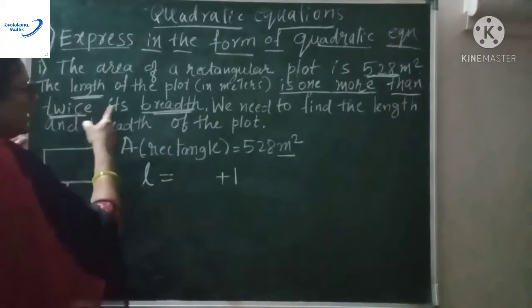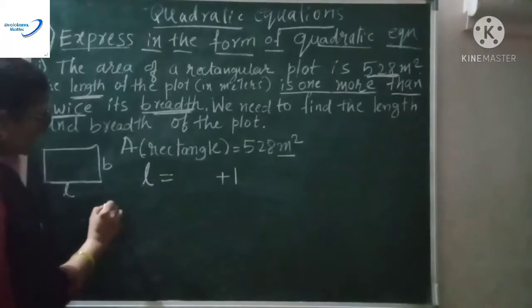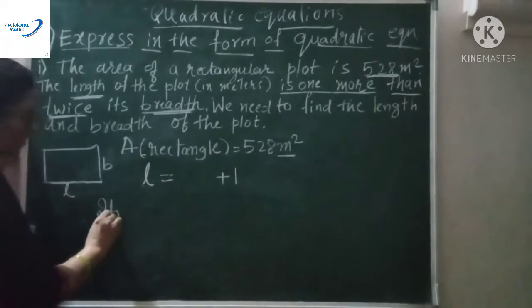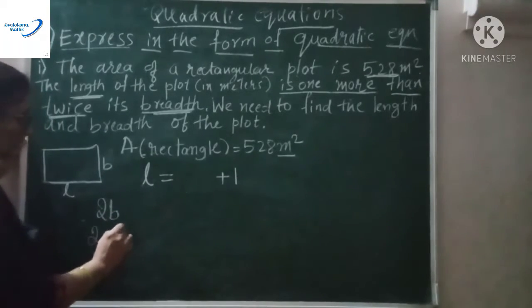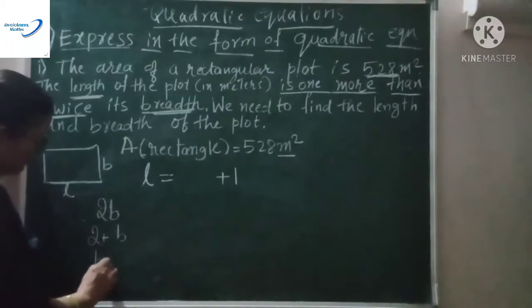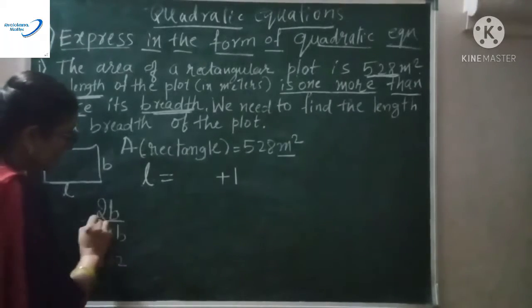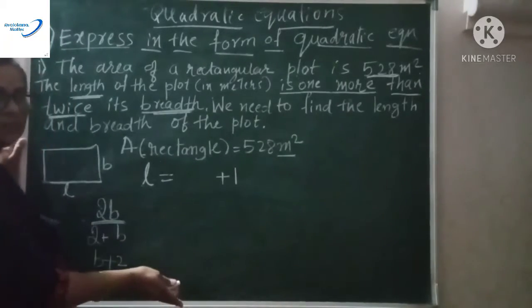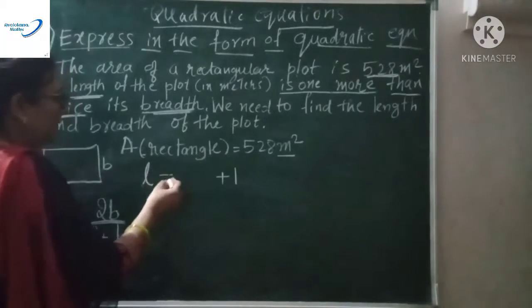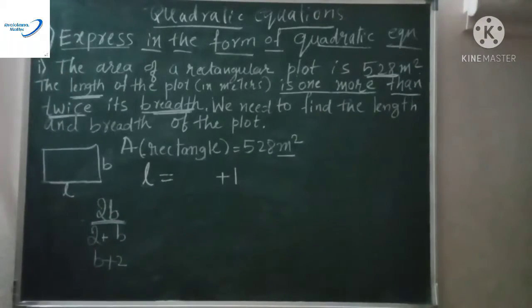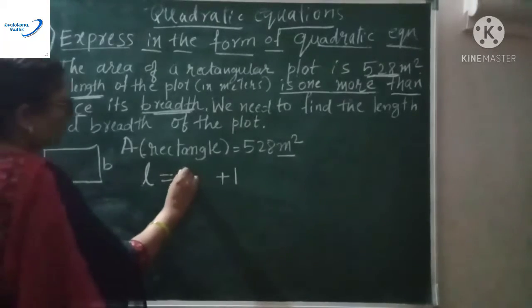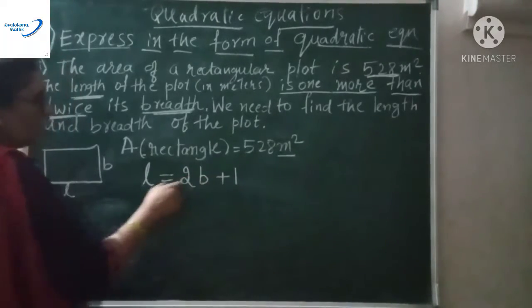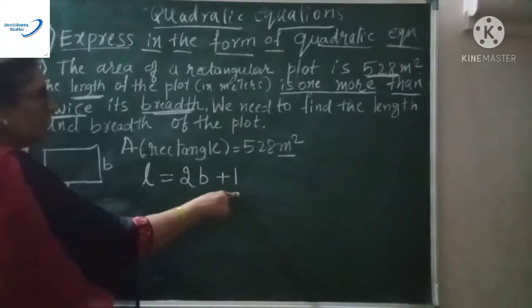Then twice its breadth. Breadth is B. Twice is 2 times. If it were given 2 more than the breadth, then you would get 2 plus B, or B plus 2. But this is twice. Twice means 2 times of that. 2 times of the breadth is 2B. So L is equal to 2B plus 1.